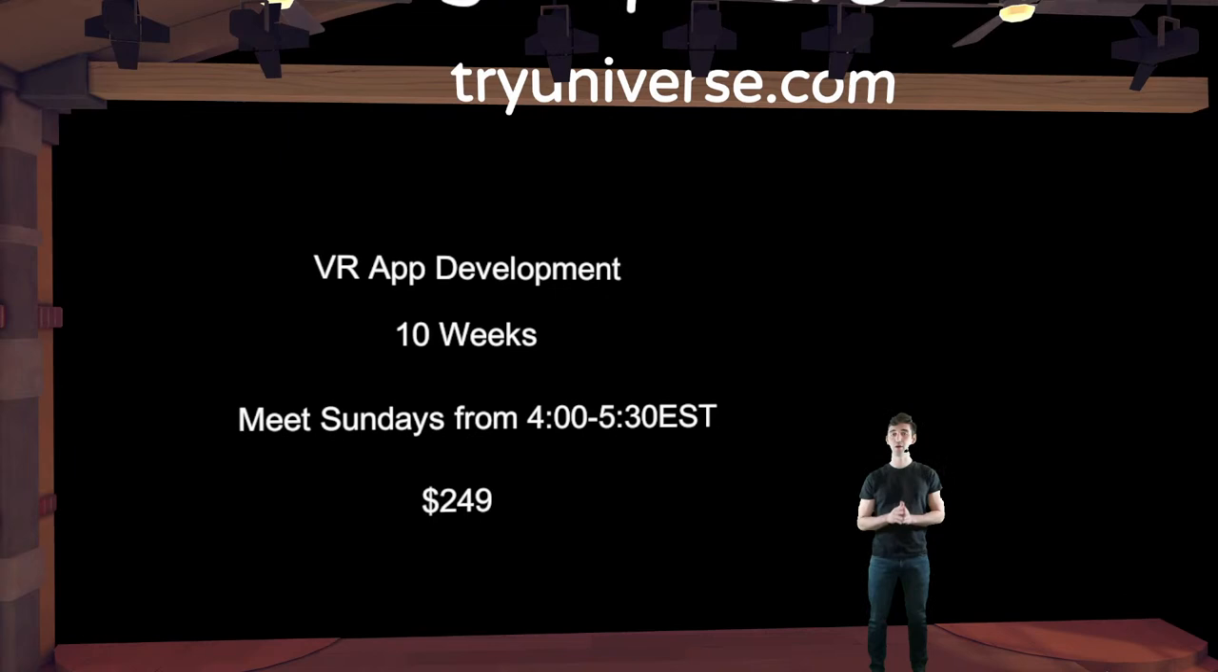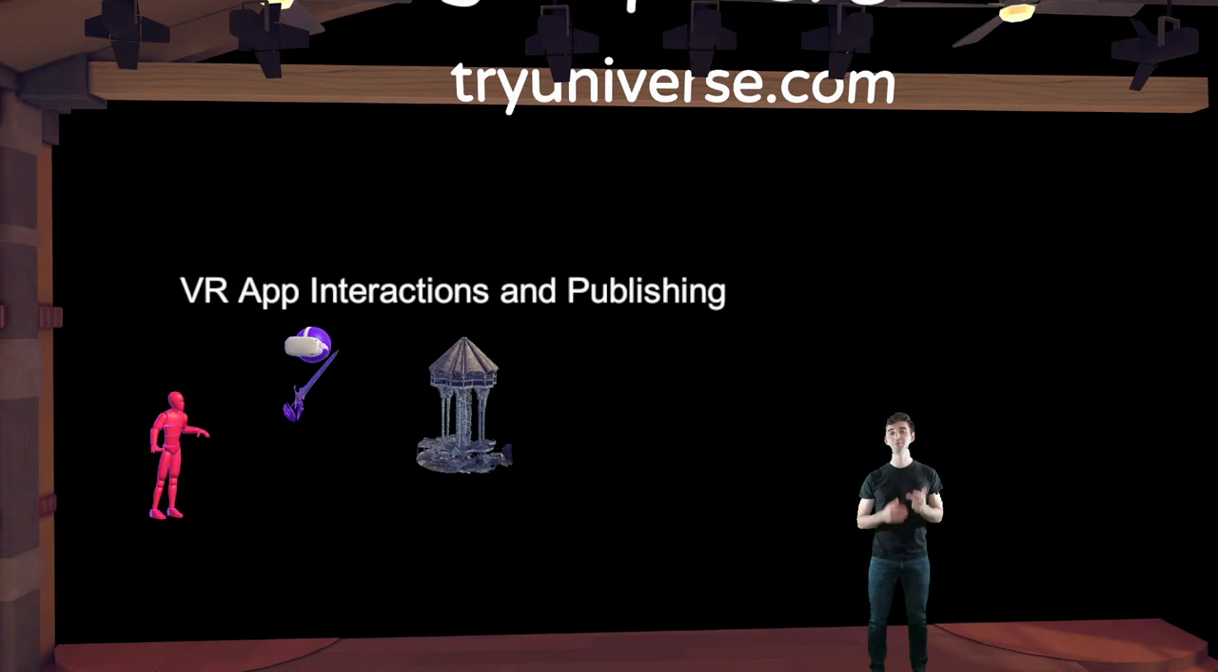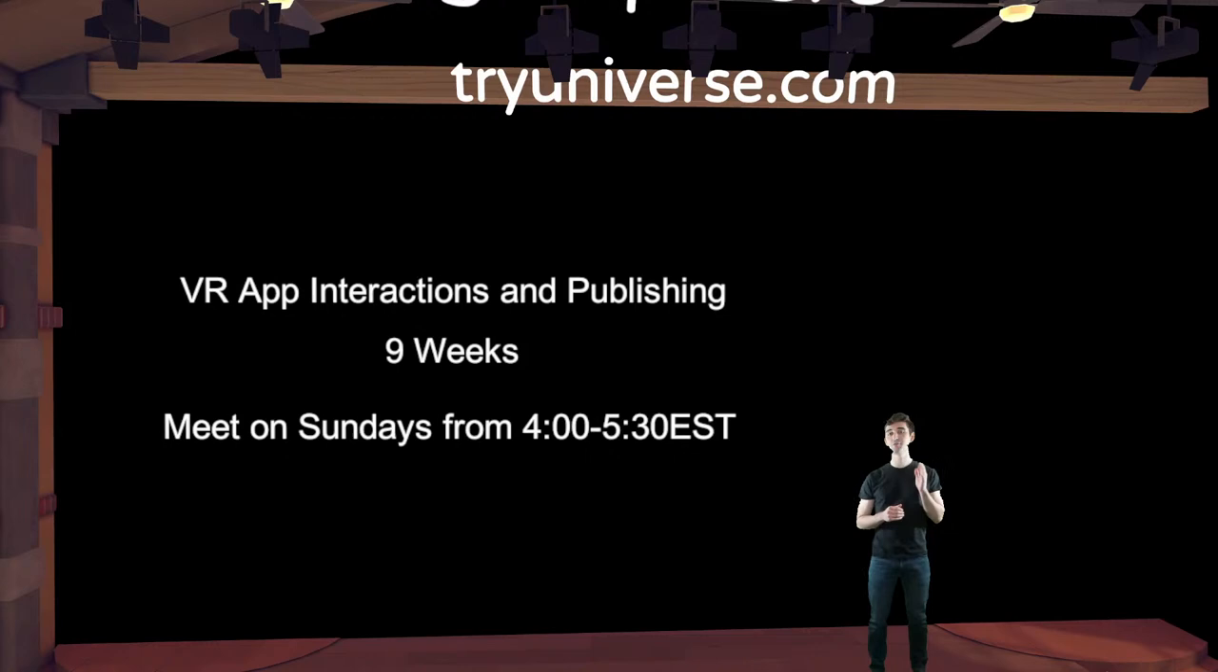Lastly, we have our VR App Interactions and Publishing course. Here you learn how to program VR continuous movement, grab interactions, make photogrammetry models, and publish your team's VR app to the Oculus App Lab store. That is a 9-week live course that meets Sundays from 4 to 5:30 p.m. Eastern and is $299 for the entire course.